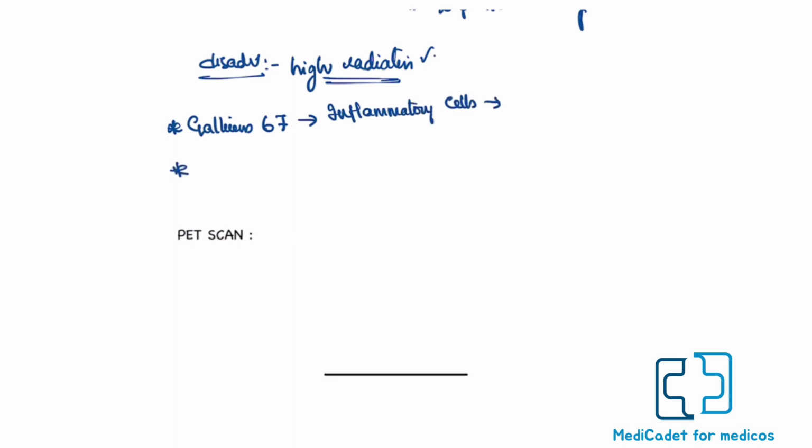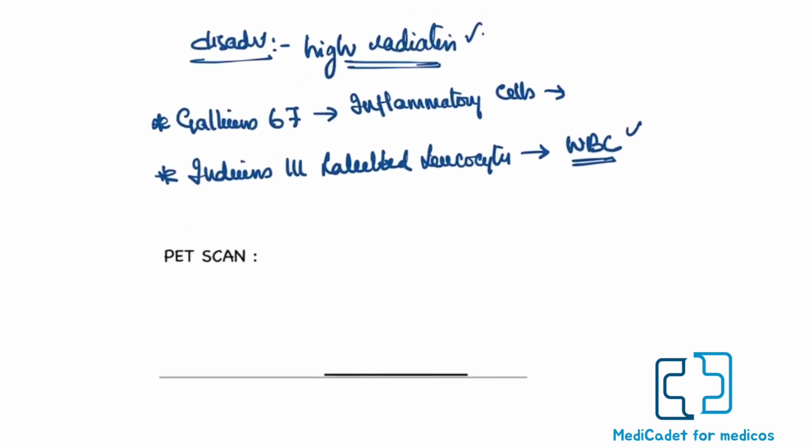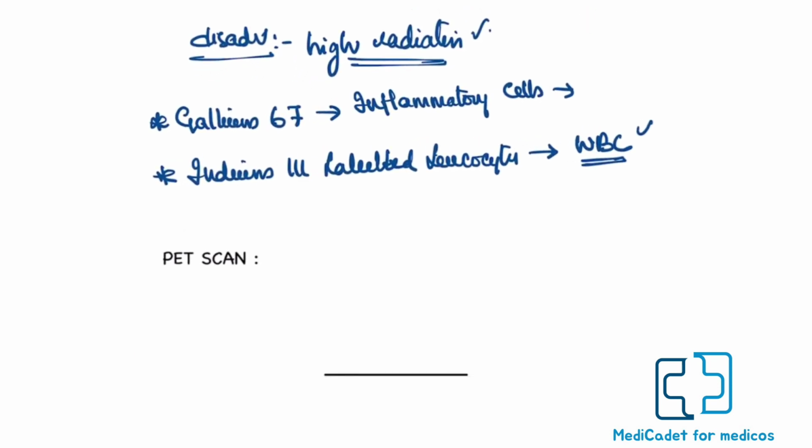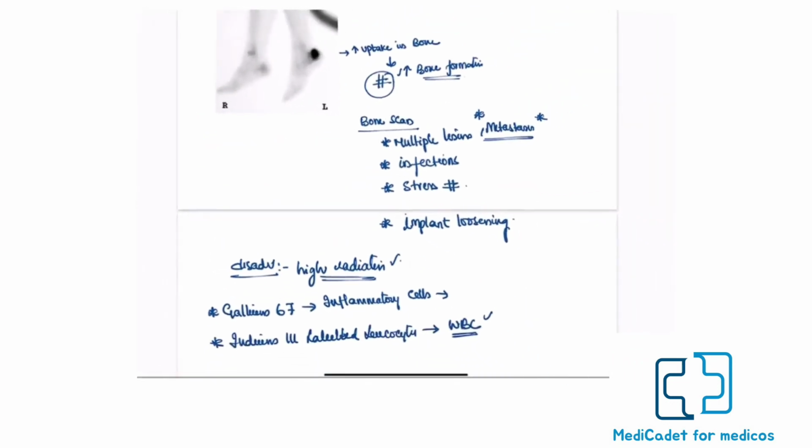And hence it can be used in infections. And there is indium-111 labeled leukocytes. This is one more type of bone scanning which you can take for detecting the infection. Especially the WBCs are taken out and labeled with indium and injected into the body. So this is mainly for usage in infection. So the gallium-67 or indium-111 labeled leukocytes, right? So that is about your bone scan.